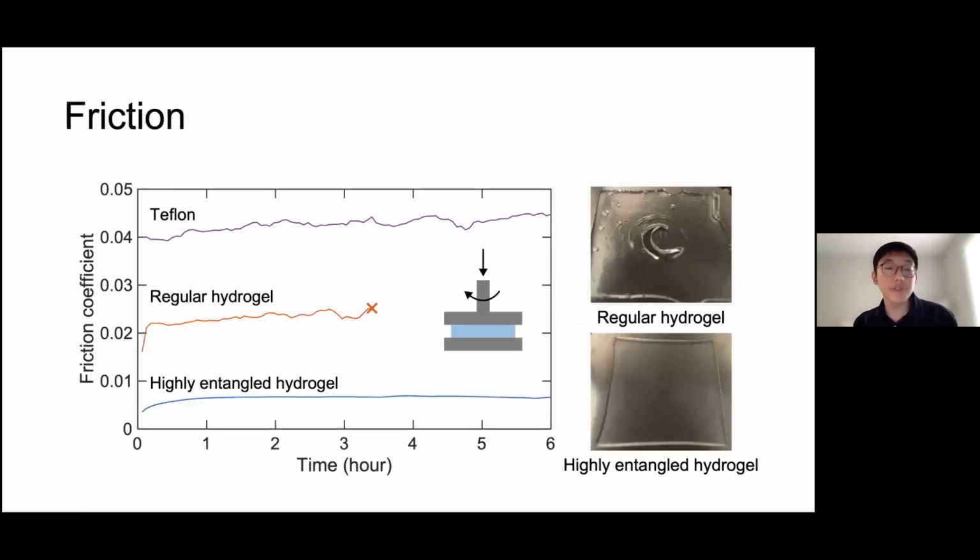We also measured the friction. Compared to the Teflon, the highly entangled hydrogel had about 6 times lower friction coefficient. So if you just grab this sample, it's very hard to grab because it is too slippery. The reason why it has a very low friction coefficient is because there are very long chains on the surface. This long hydrophilic chain stabilizes a thick layer of water that makes the friction very low.